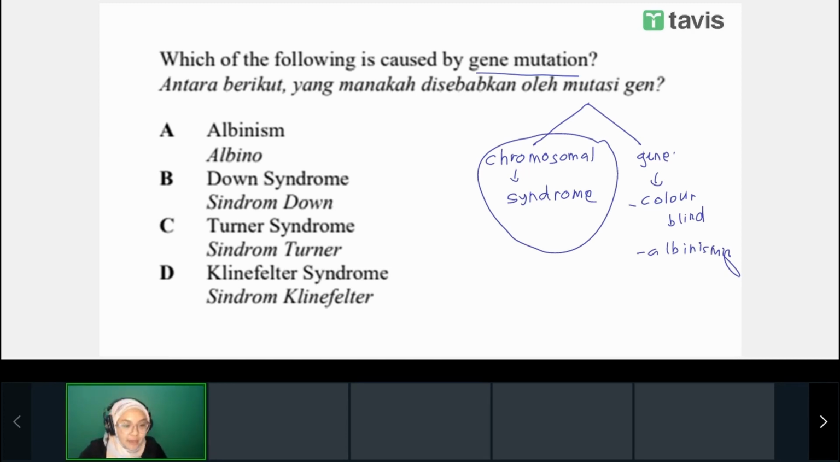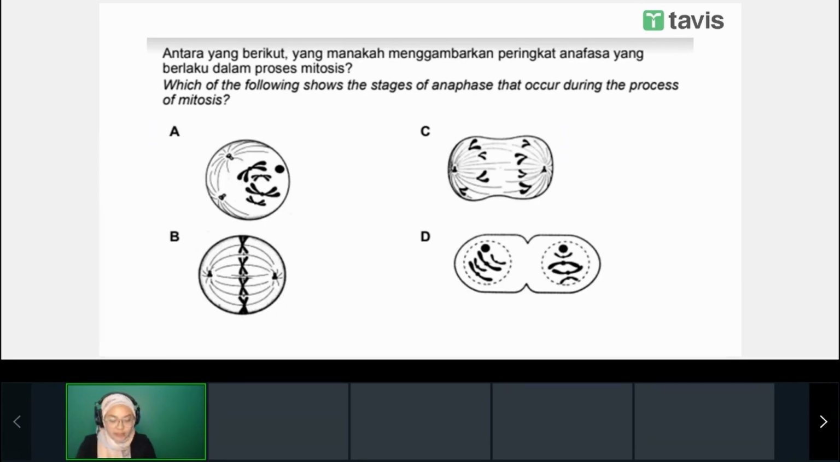Okay, let's see the first one, albinism. Okay, let's delete first the one that got syndrome because it is incorrect. We got the correct answer already, albinism. Okay, let's move to the next question.